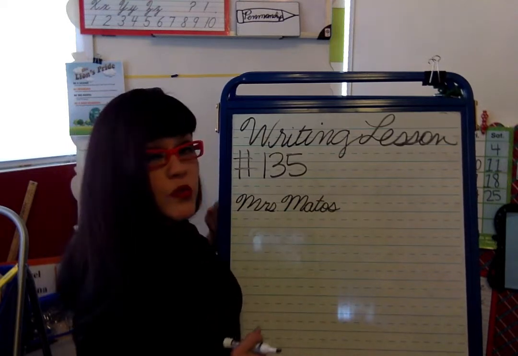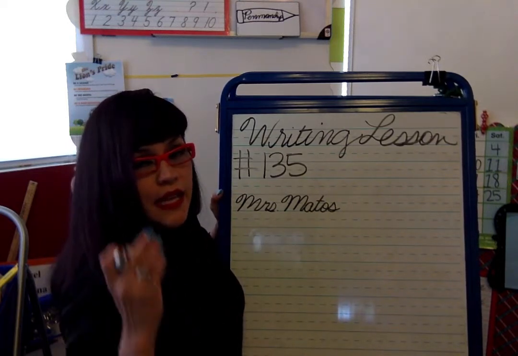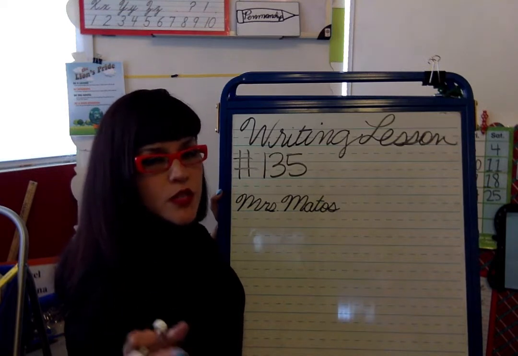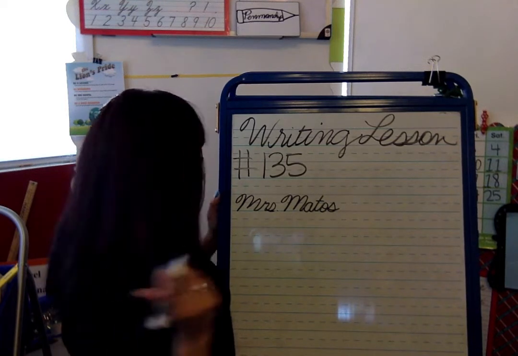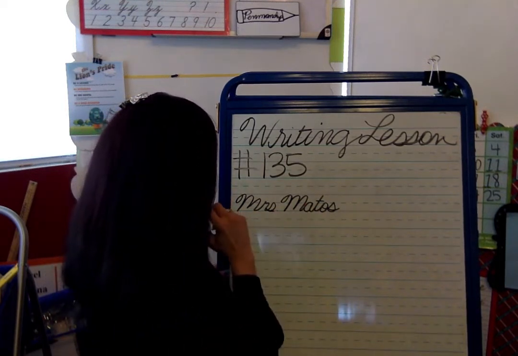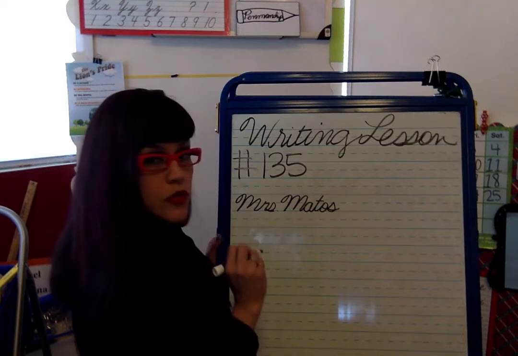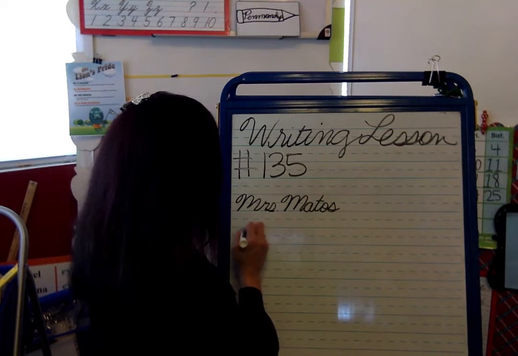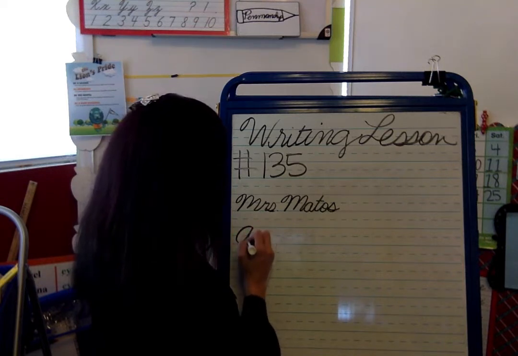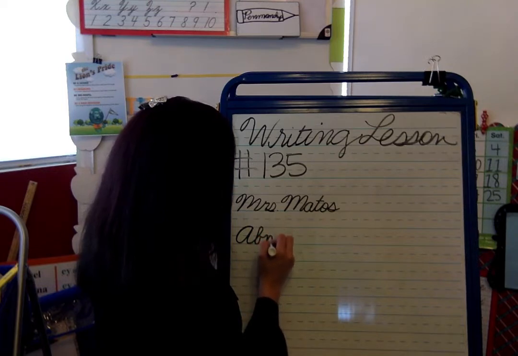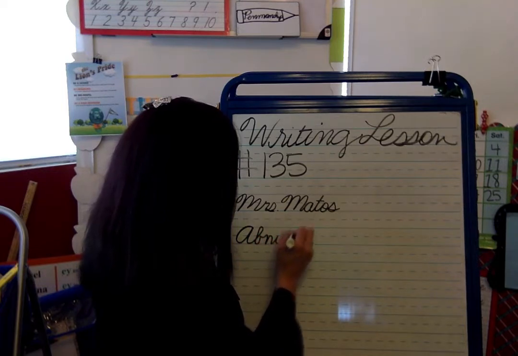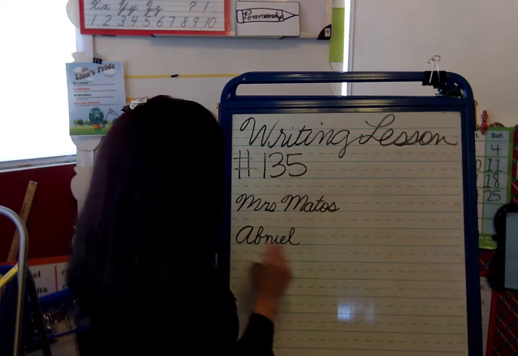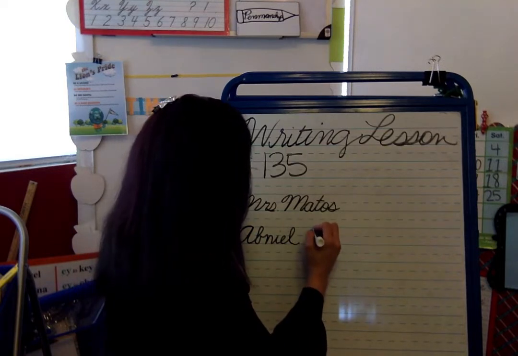Then I'm going to write my husband's name. His name is Abneil, so I will write his first and last name. Okay. Make sure you can see there. Let's see. Yes, you can. So I'm going to write Abneel. We have the same last name.